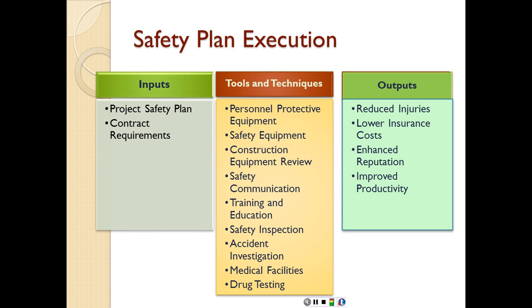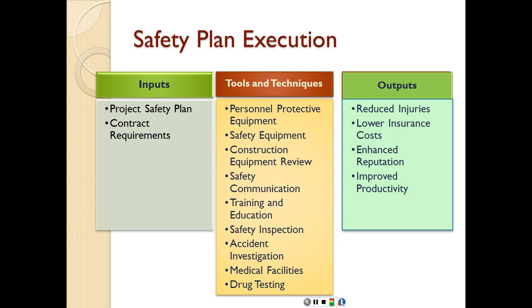Now again, looking at the three modules to safety plan execution: inputs, tools and techniques, and outputs. For the inputs, the first input is going to be the project safety plan, which is the output from the previous step, safety planning. And in addition to that, we're going to have the contract requirements as well to make sure that we are complying with the contract as we are executing the project.